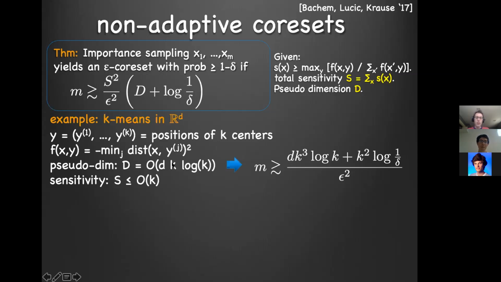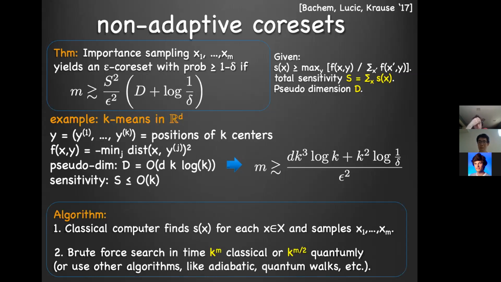So for k-means, for example, let me do this briefly. I have k-means in D dimensions. My model y is the position of the k centers of my clusters. My f of x,y is basically the distance to the closest cluster center. And it turns out the pseudo dimension goes like D times k times log k. The sensitivity only scales with k, the number of cluster centers, not with the total number of points. And so we get this expression for the size of my core set, which does not depend on the size of the original data set.